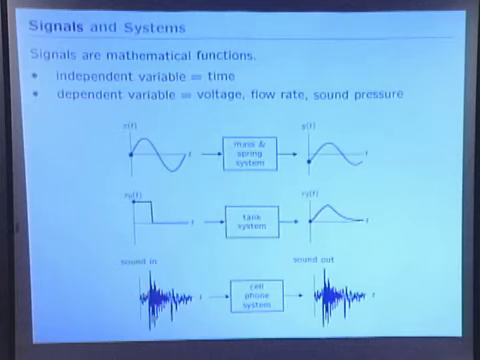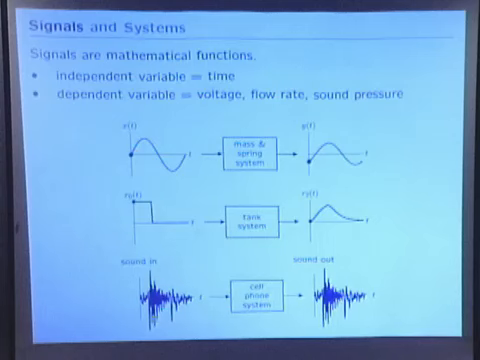So basically, a signal is just a mathematical function. In all the examples I talked about so far, and in many of the examples that we'll talk about throughout the term, the function is a function of time, and the signal can have many different dimensions. For example, the mass spring system evolved as a function of time. The leaky tank system evolved as a function of time. The cell phone system had acoustic signals that were functions of time. Time was the same in each case.